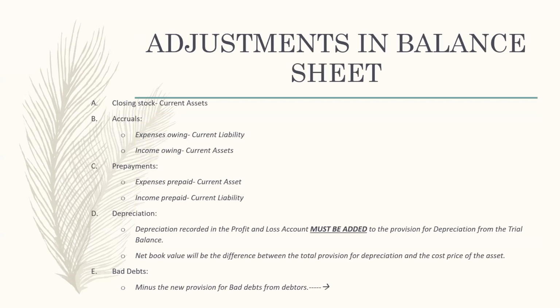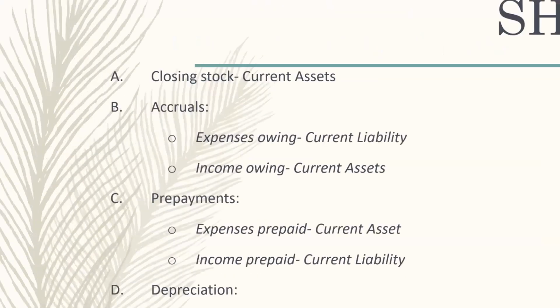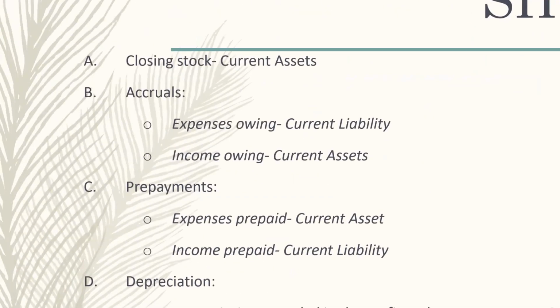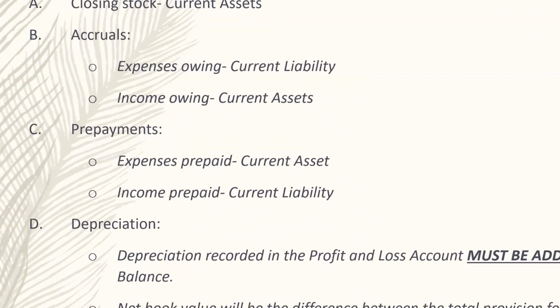So we have here adjustments in the balance sheet. So we say we have closing stock, which is a current asset, accruals.